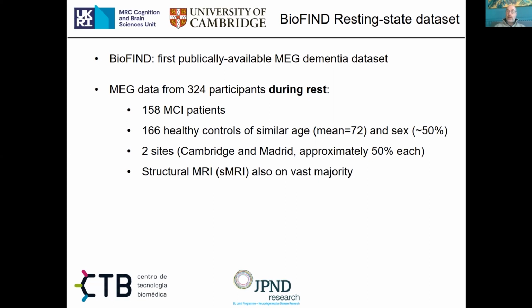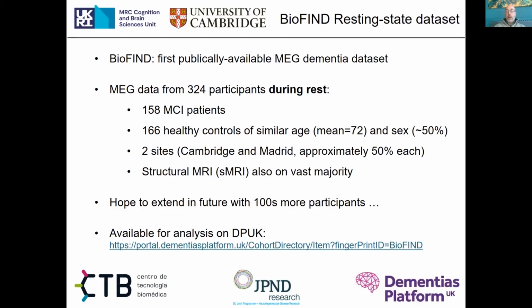The vast majority of the dataset also have a structural MRI, which you can use to help source localization, for example, of the MEG data. As I said, we hope to extend this with more. There are many ongoing projects in Cambridge and Madrid with MCI patients. Because the consent for these various studies was different to CamCAN, we can't let people copy the data directly.